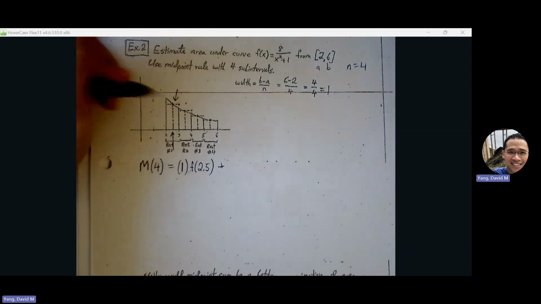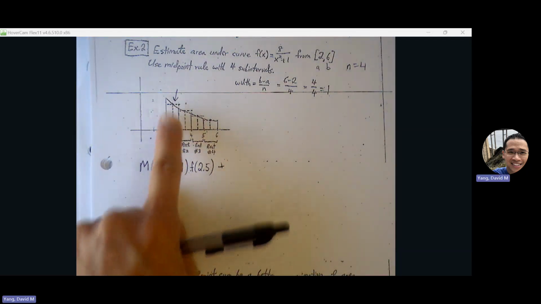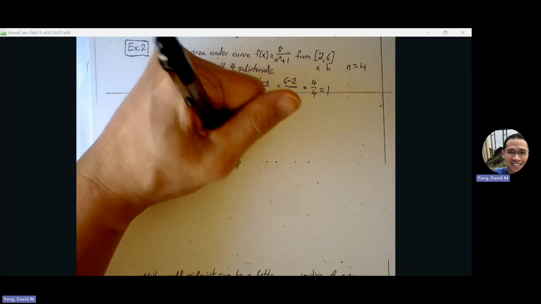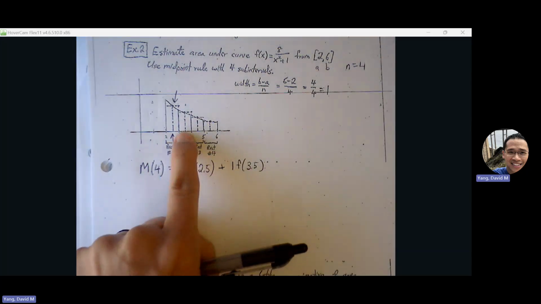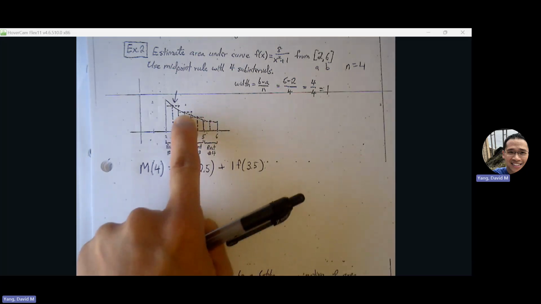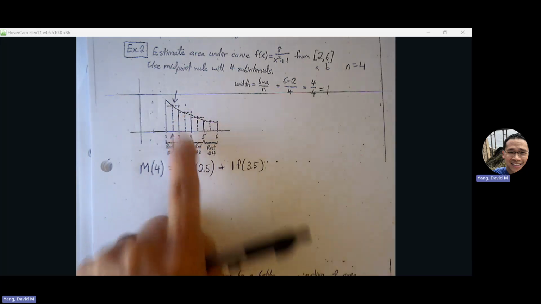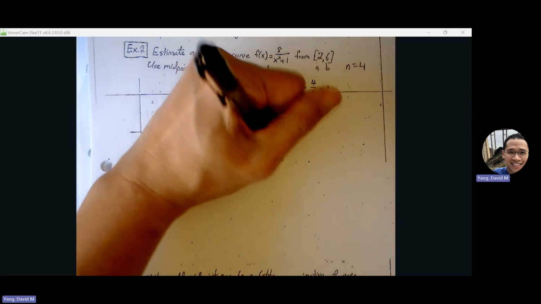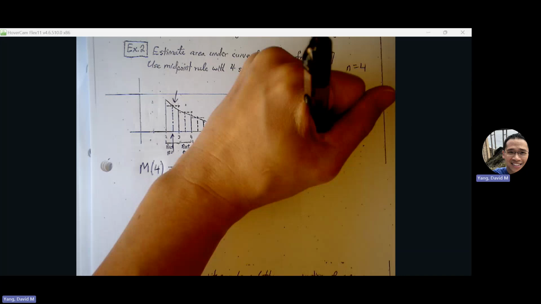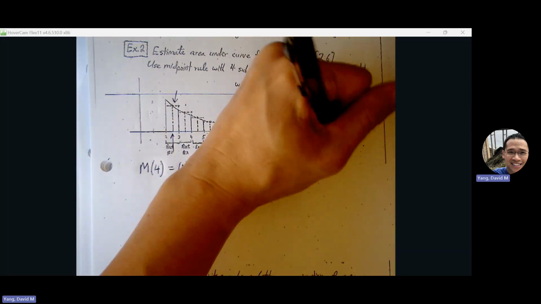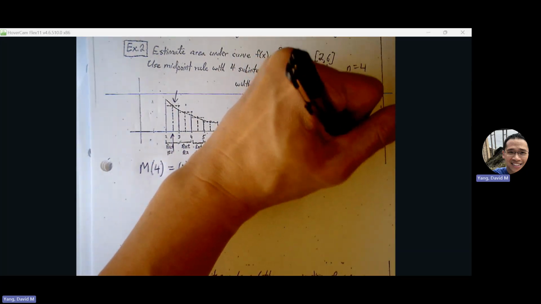Whatever this height is. And the second rectangle also has a width of 1, but it's going to be f of 3.5 because we're purposely choosing the midpoint of the subinterval to attach to the curve and let that represent the height of that rectangle. Next rectangle, width of 1, height of f of 4.5. And then last rectangle, width of 1, height of f of 5.5.